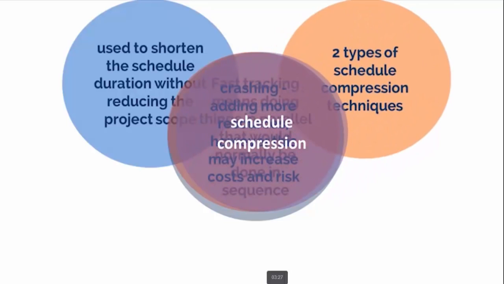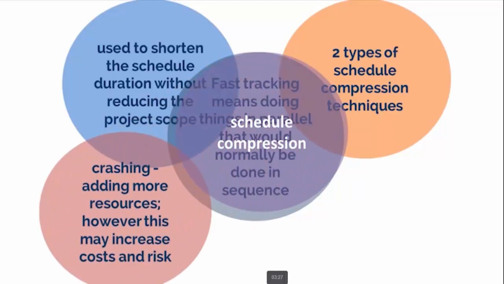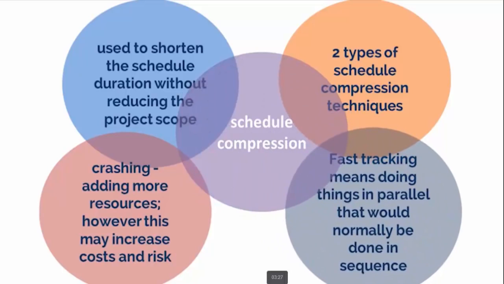There are 2 types of schedule compression techniques. Crashing means adding more resources. However, this may increase costs and risk. Fast tracking means doing things in parallel that would normally be done in sequence. However, this increases risk, such as rework.